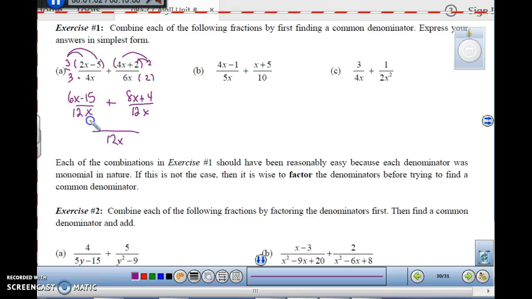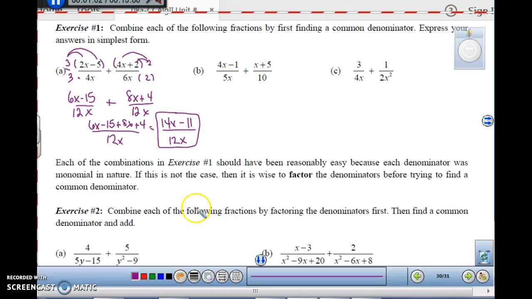add the numerators. So technically this is 6x minus 15 plus 8x plus 4. Combine your terms, gives you (14x minus 11) over 12x. All right, now is that in simplest form? Is there anything I can cancel? No. I can't cancel the 2 out of the 12 and the 14 because I would have to divide both terms by 2, and 11 doesn't divide. So (14x minus 11) over 12x is your final answer.